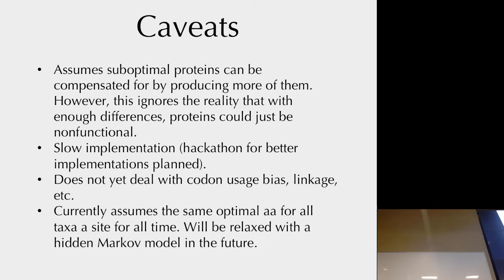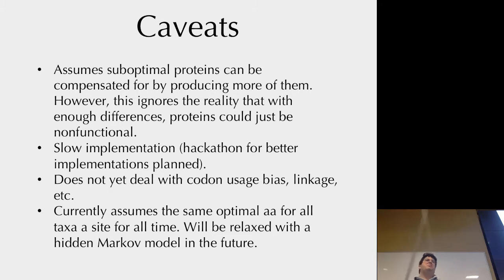If you get something that's really bad, it probably fits really poorly. I think we haven't checked yet, but it sort of feels that way. Okay. It's a slow implementation, like really slow. Like we need a tree for 5 taxa, yay, right? And part of our grant for this is to actually have a hackathon and have people who actually know how to code put this into RAxML and BEAST and things like that. Okay. It does not yet deal with codon usage bias, linkage, and all sorts of cool popgen things that happen, right? Those things we're going to be adding. Right now we assume the same optimal amino acid for all taxa for all time, right?